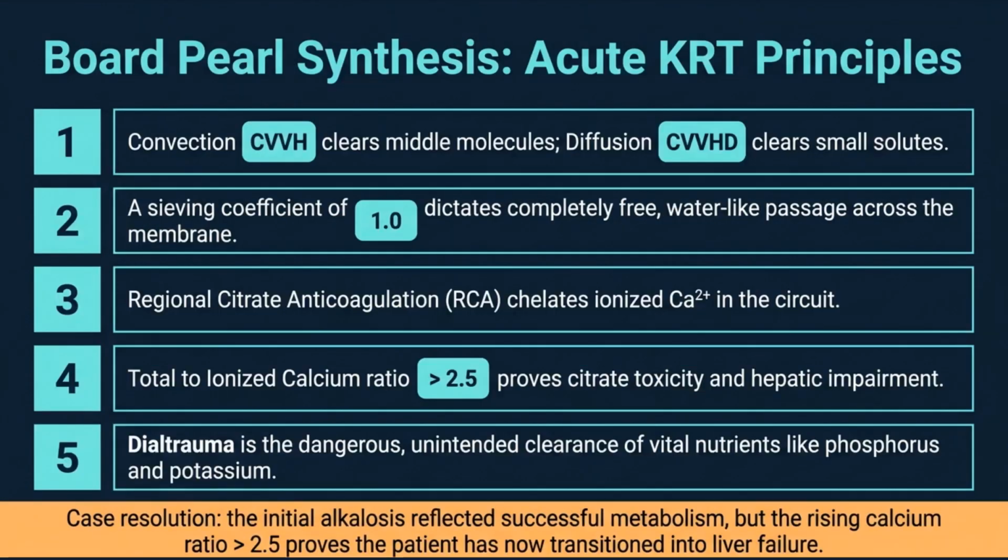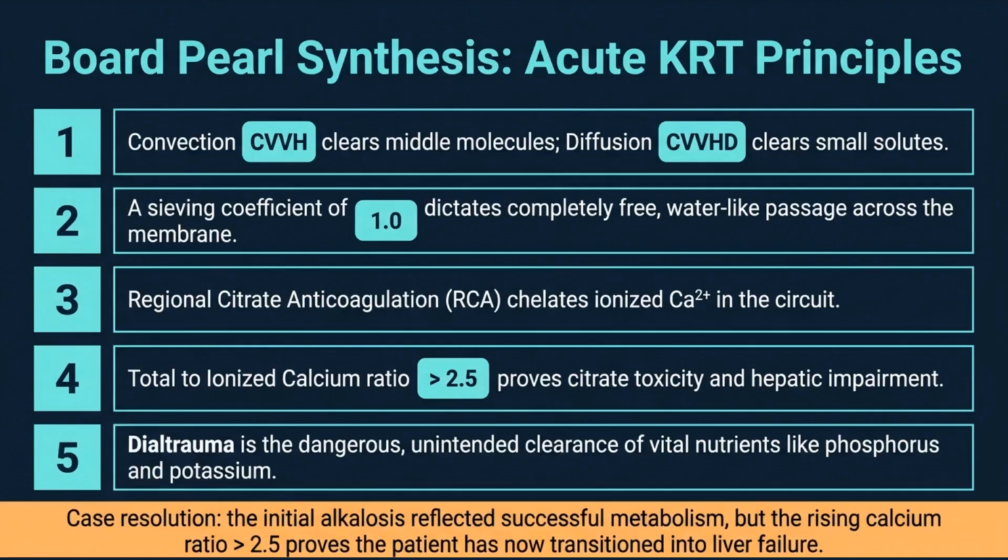Returning to our anuric child on CVVHDF, the rising total to ionized calcium ratio indicates the liver is failing to metabolize the citrate load. The prior metabolic alkalosis reflected earlier successful metabolism, but the rising ratio proves that capacity is now overwhelmed. You must immediately adjust the citrate dose or switch anticoagulation strategies.